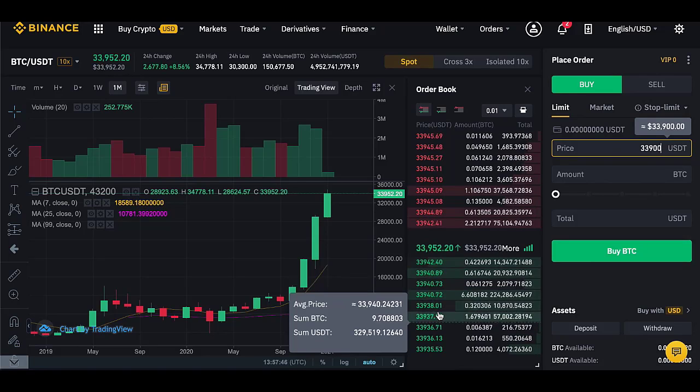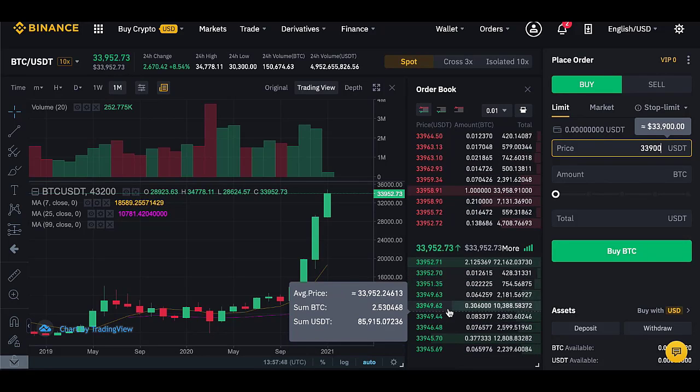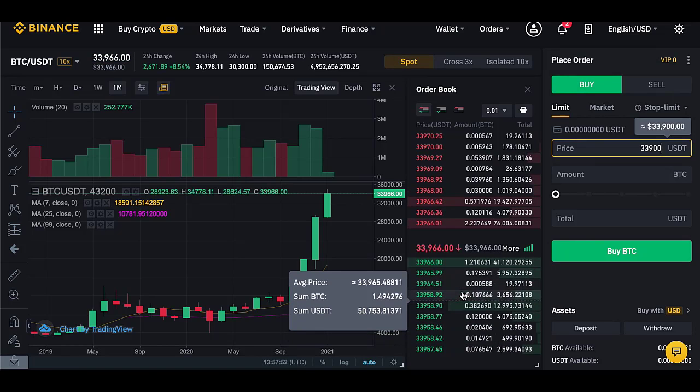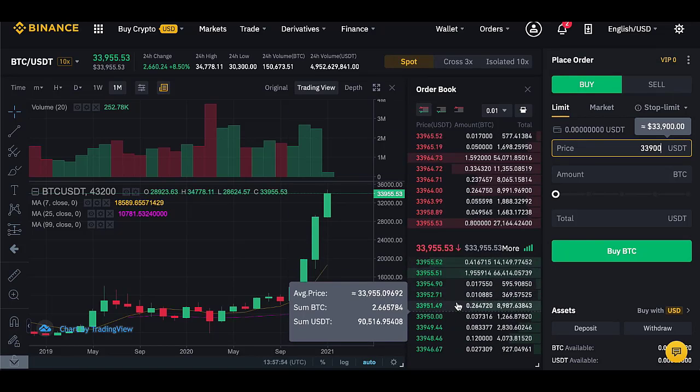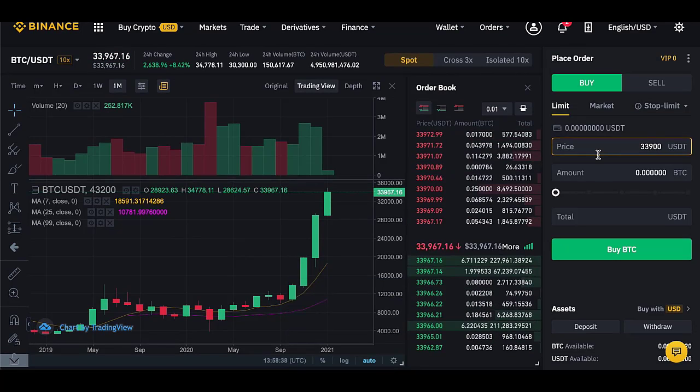So you will be down here at 33,900. And of course, that is below the current price. So you're not going to buy them, but you will join the order book. And if the price does fall, then your order will be filled. You can also do the same for selling.